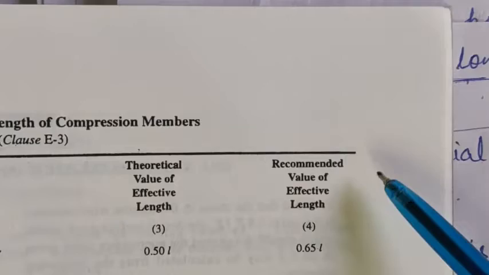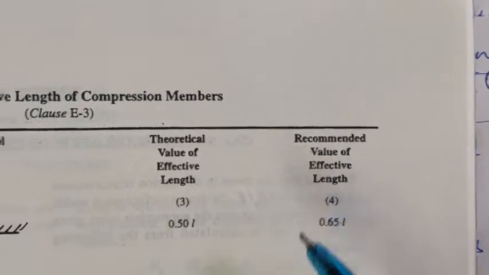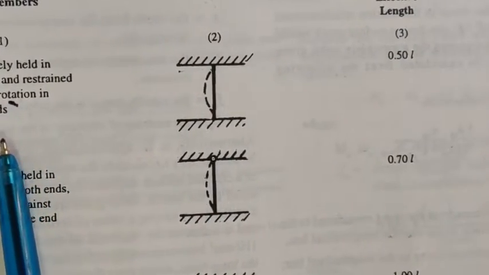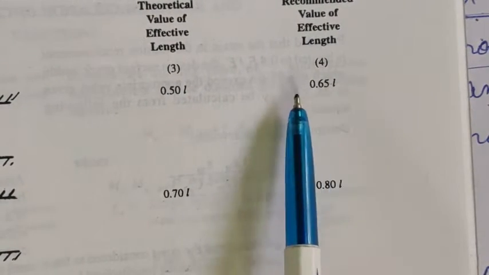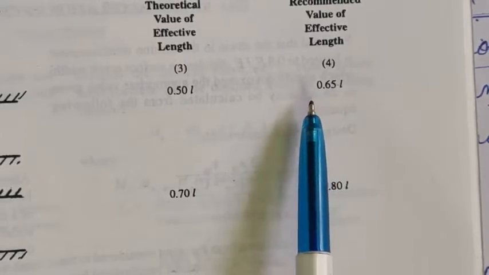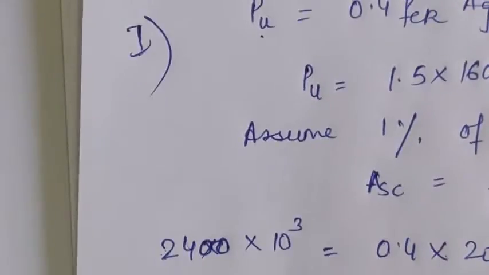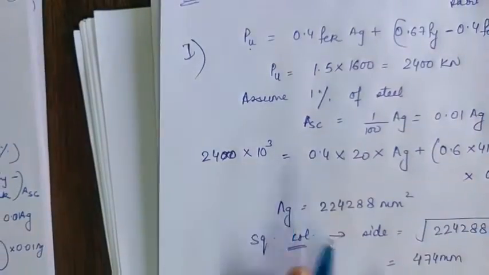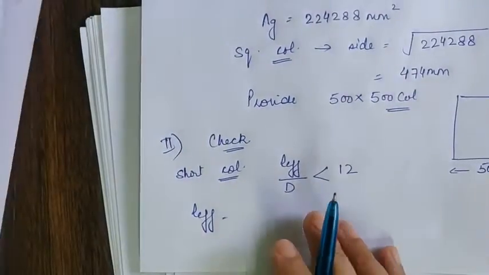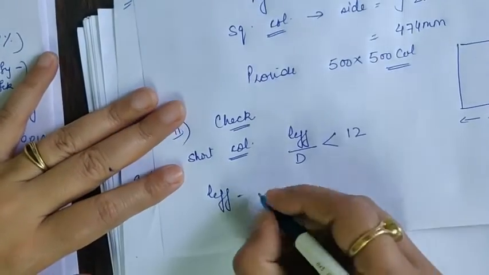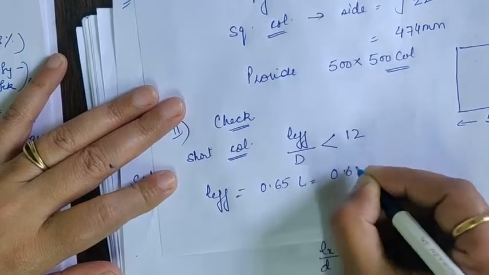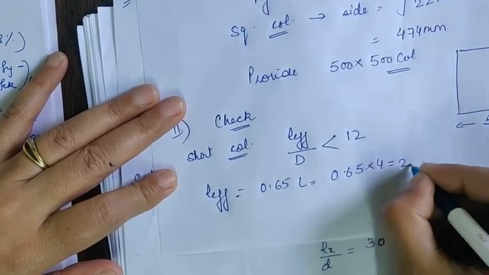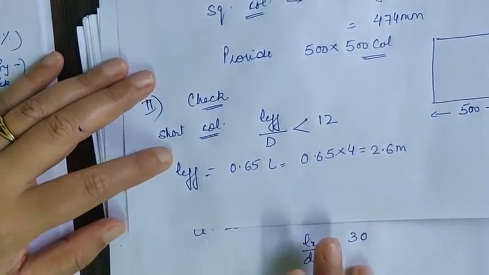Now, depending upon all these cases, you will have a recommended value of effective length. So in our question, it is case number 1. The value of recommended L effective is 0.65 times L. Okay. So I will be using L effective to be 0.65 into L. Our L is 4 meters, so it is coming out to be 2.6 meters.